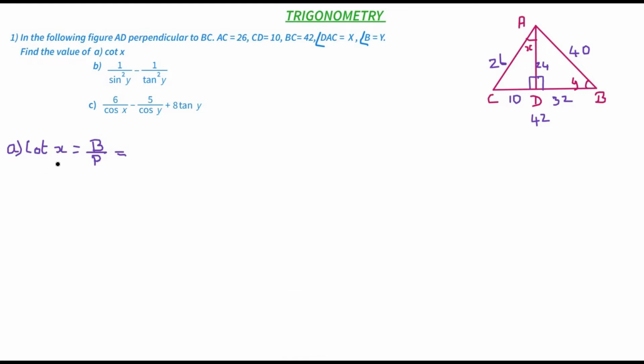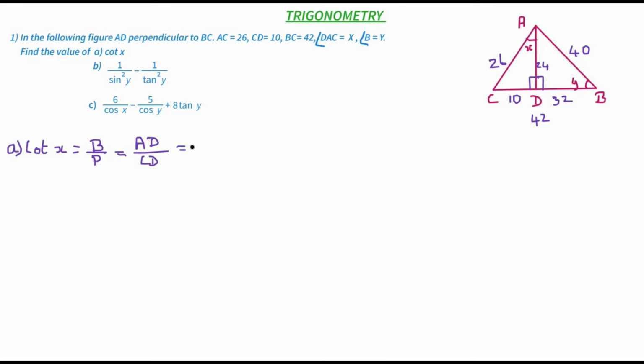Here the reference angle is x. So as you could see, the reference angle x is here. This is our reference angle. So which is our base? Right, the side which is nearby to this reference angle is our base. So here our base is AD, and which is the perpendicular? The opposite side. The opposite side is our perpendicular, which is CD. So here the base is AD and the perpendicular side is CD.